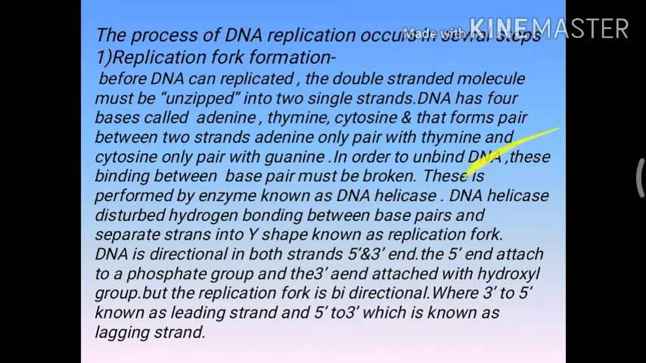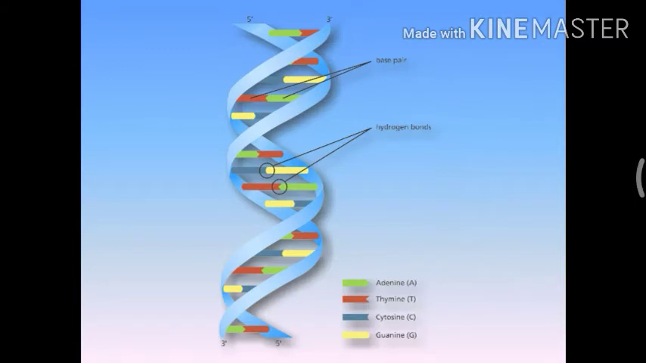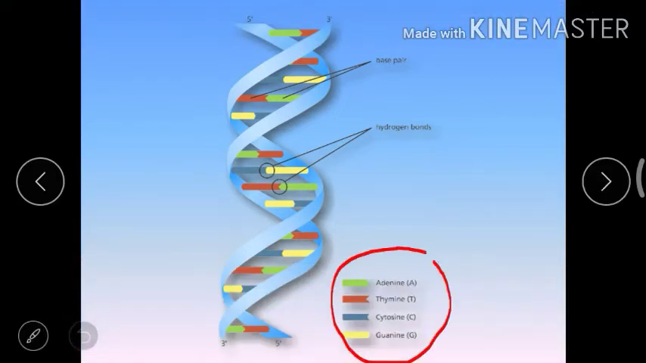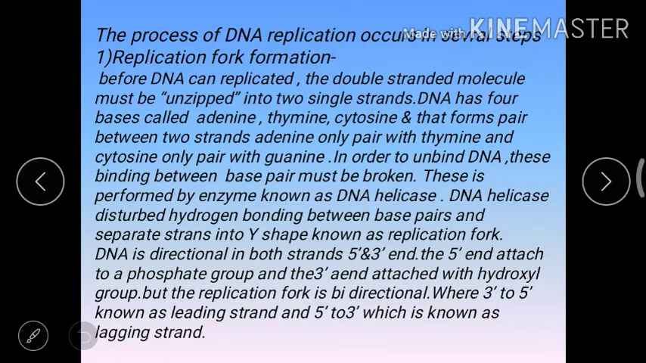Like, this color represents a particular base pair. This color represents a particular base pair. So as we can see, green means adenine can bind only to thymine, orange, and in the case of cytosine, it binds only to guanine. This is the base pair binding.